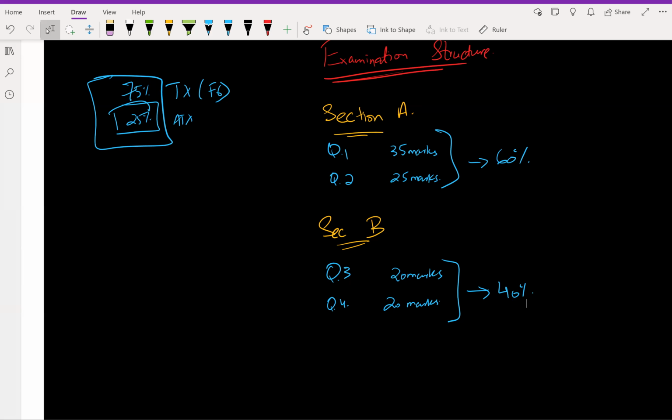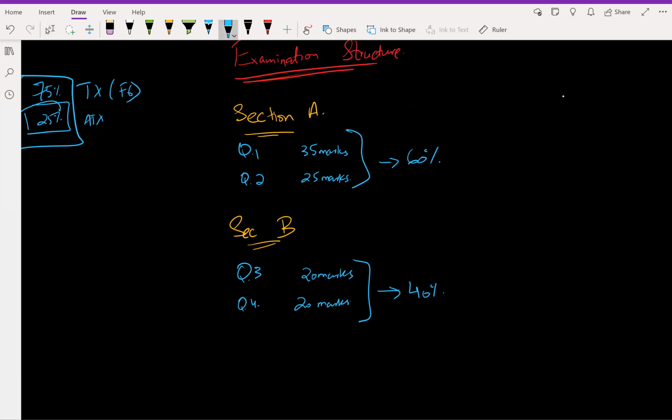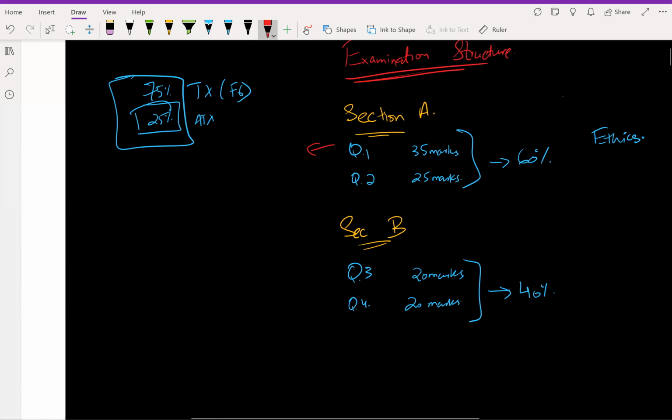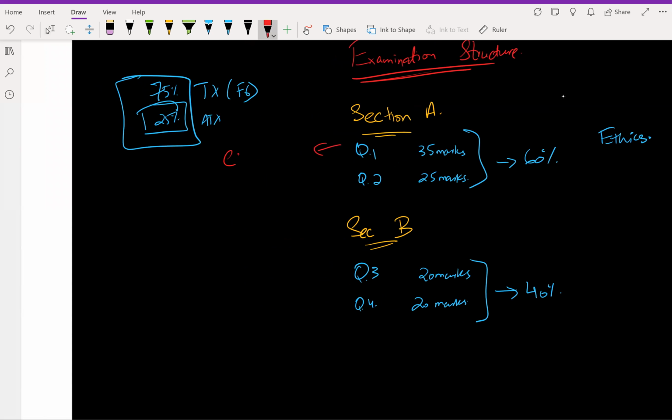The reason being, it messes up the student's mind. You need to know everything. Have a grip over every area of the syllabus. Now, question number one, question number two. Within section A, you get tested for ethics. Within these two questions, more often than not, you will get mainly three areas.